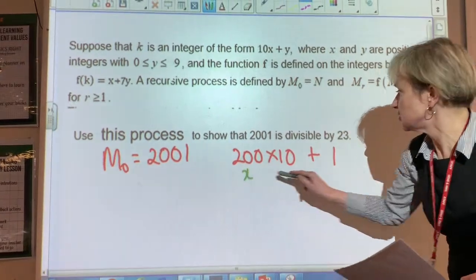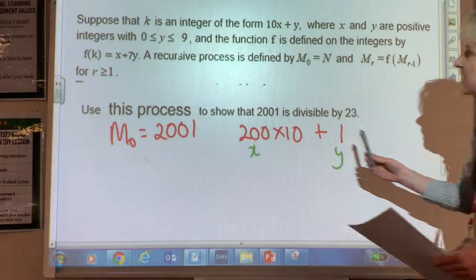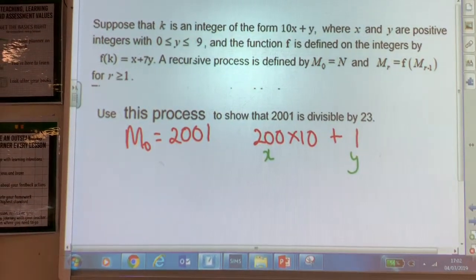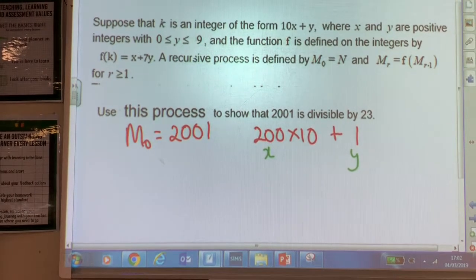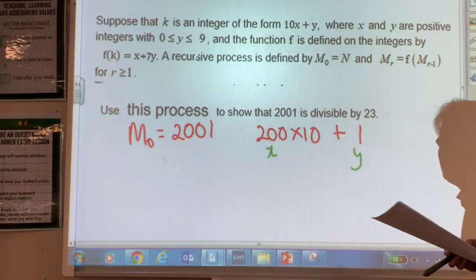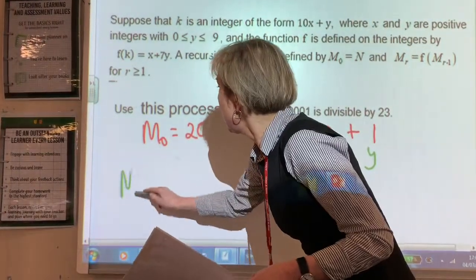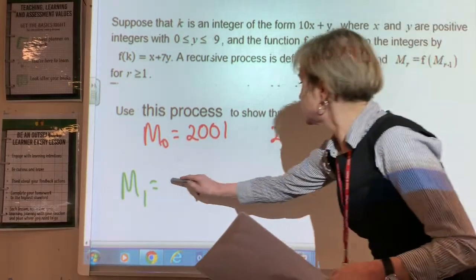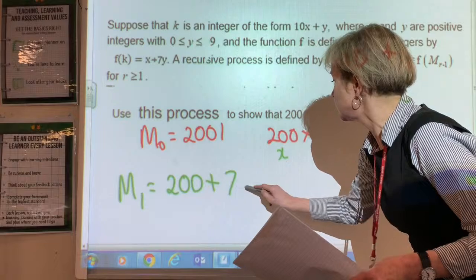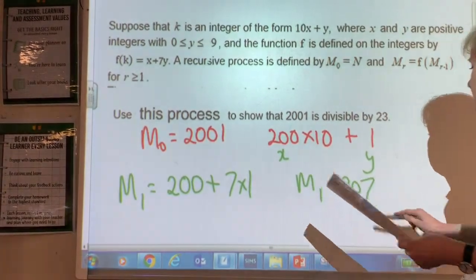So x is 200 and y is 1. It's then telling you that how you're going to break it up to get your second value is x plus 7y, and that's because that's what you used in showing that your m and n were both divisible by 23. So m1 is going to be x plus 7 lots of 1. So m1 is going to be 207.